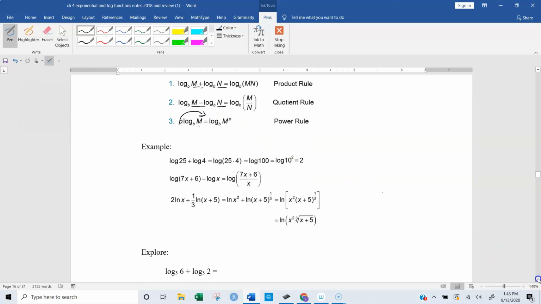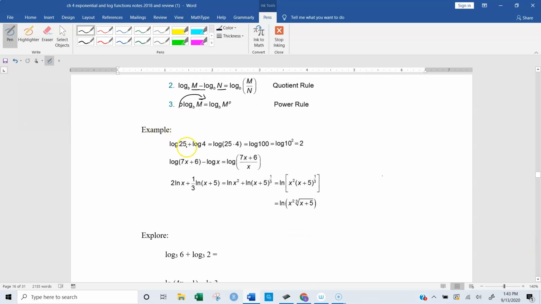So when you're going through here, log of 25 plus log of 4. Plus means multiplication, so that means 25 times 4. Well, that's log of 100. Well, I know a log with nothing under it means log base 10. So this really means log base 10 of 100. Well, 100 is 10 squared. Since that's technically a base 10, that's going to cancel, and my answer is 2.